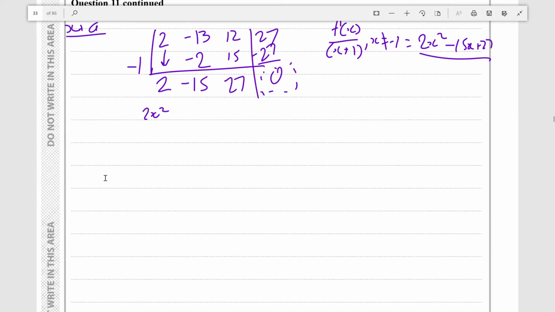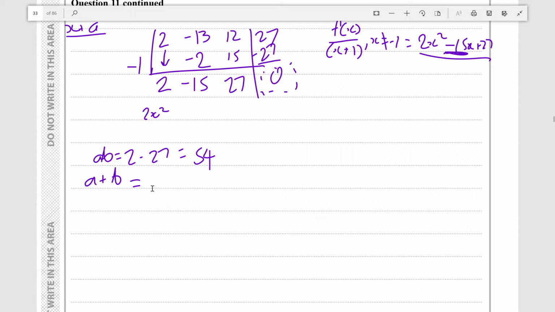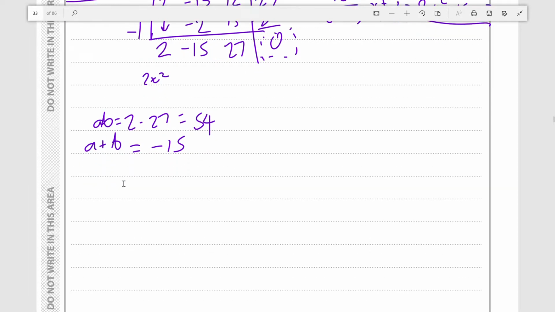So, the two numbers, we're going to group the middle into a and b. The product will be equal to 2 times 27, which is 54, and then the sum of these numbers would be minus 15, because that is the coefficient of our single linear x term. So a plus b would be minus 15.